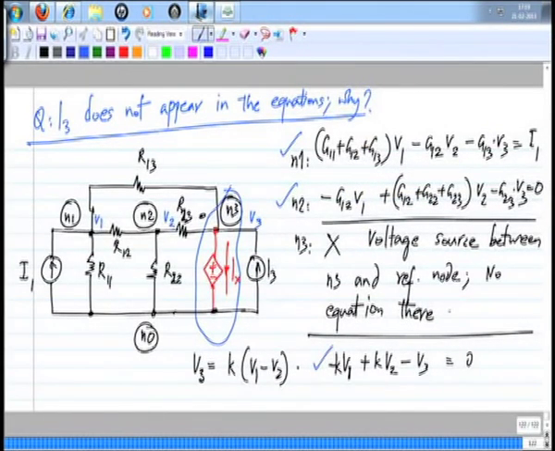Okay, so I got a number of responses. Some of you said it is not, it's because there is no parallel resistance and so on. I'm not very sure what was in your mind when you wrote that. But one of you did answer correctly.